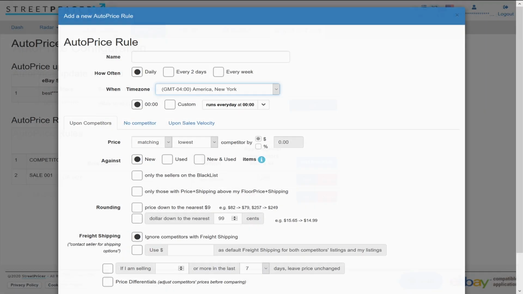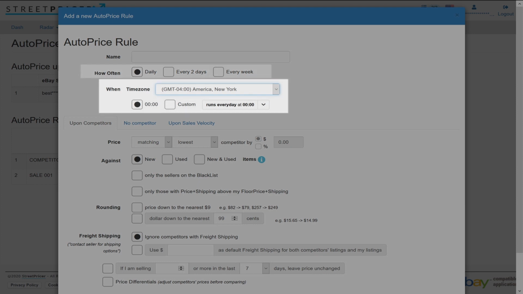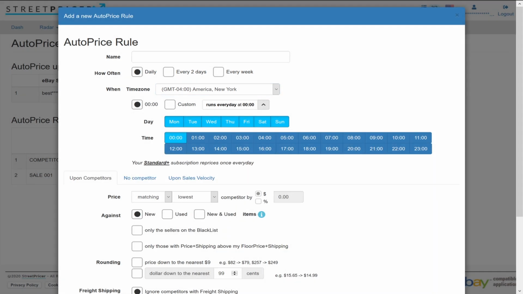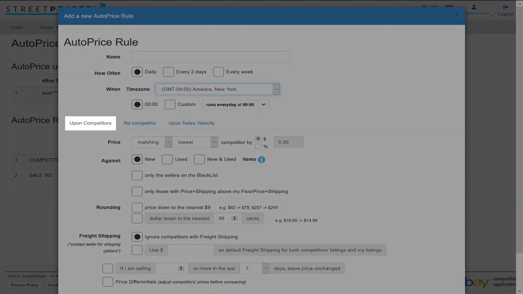To set up a price rule, you give it a name, decide on how often you want to auto price, and when you want to auto price. With custom scheduling, you can choose the days and the precise time to auto price. Further down, the first two tabs are for competitor-based repricing. In Upon Competitors, matching lowest is the default, which is popular for most sellers.